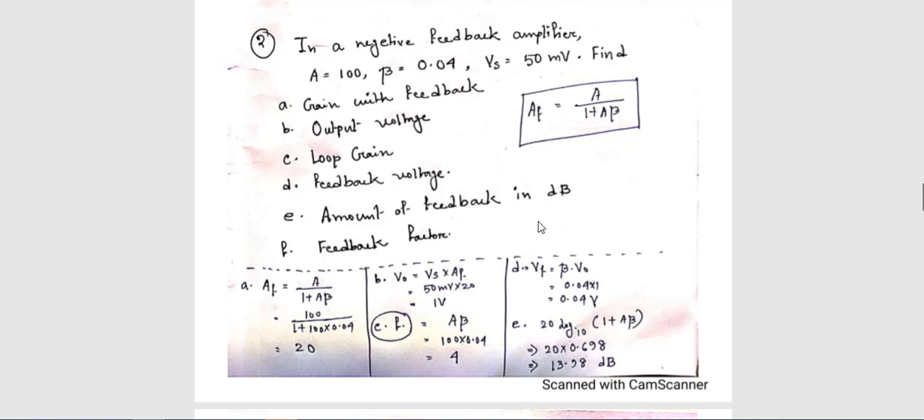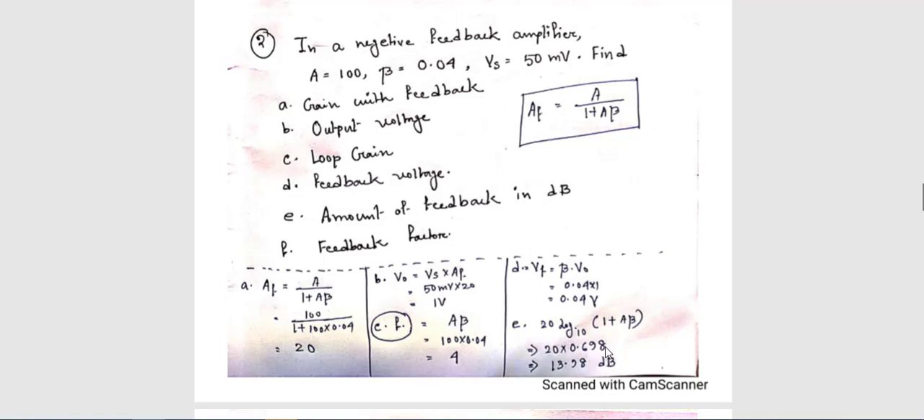Next, amount of feedback in decibel. Again another question. Now what is amount of feedback in decibel? Here amount of feedback means, again come to this part, 1 plus A beta. This is known as amount of feedback. Now if your question is to calculate amount of feedback in decibel, that means you have to multiply this 1 plus A beta with 20 log base 10. So the answer is 20 log base 10 of 1 plus A beta.